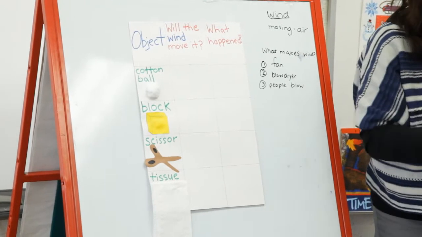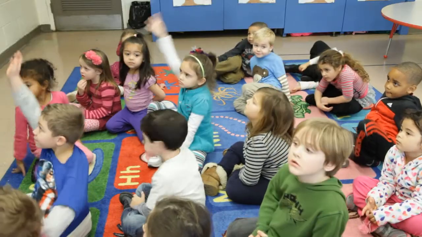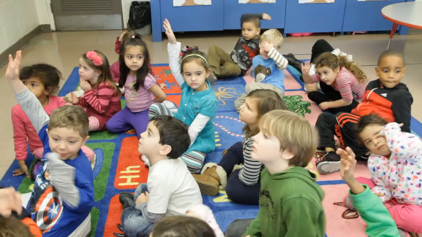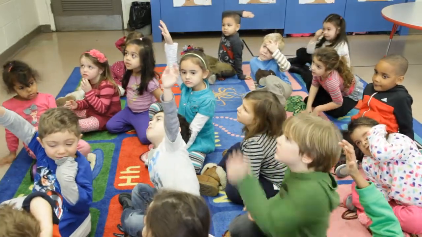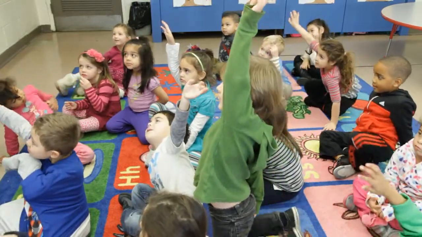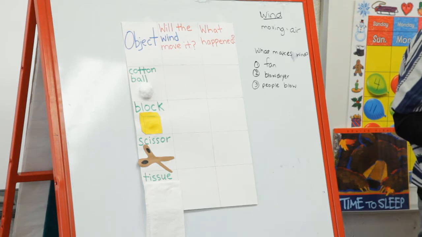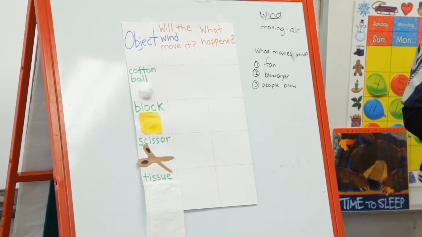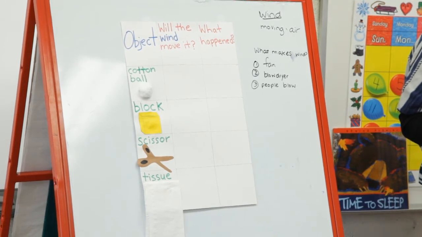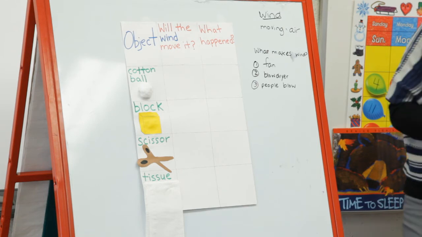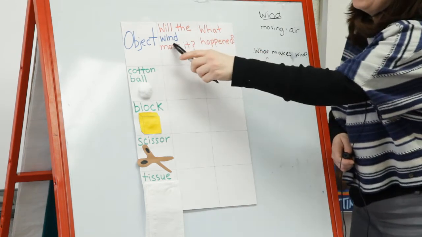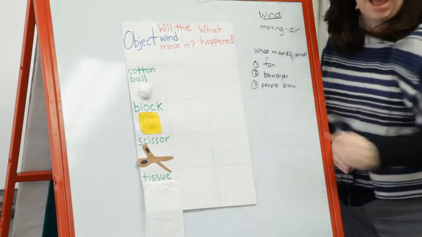But you think if I blow through a straw, and I have a cotton ball right over there at the end of the straw, raise your hand if you think I'm going to move that cotton ball. Ooh, so we have 1, 2, 3, 4, 5, 6, 7, 8, 9, 10. 10 of you. How many of you think if I blow through that straw, I am not going to move that cotton ball? Ooh, wow, we're divided. So this is a question. Will the wind move it? Will the wind move the cotton ball?